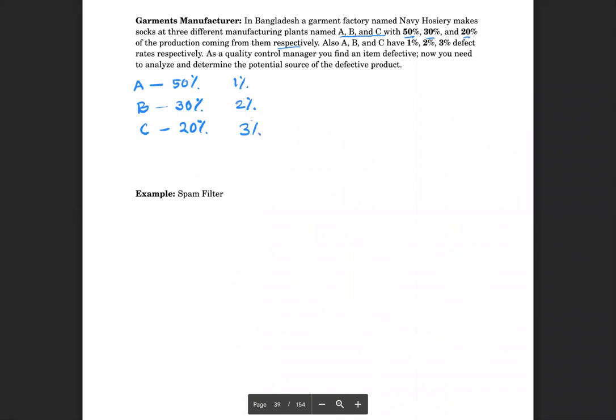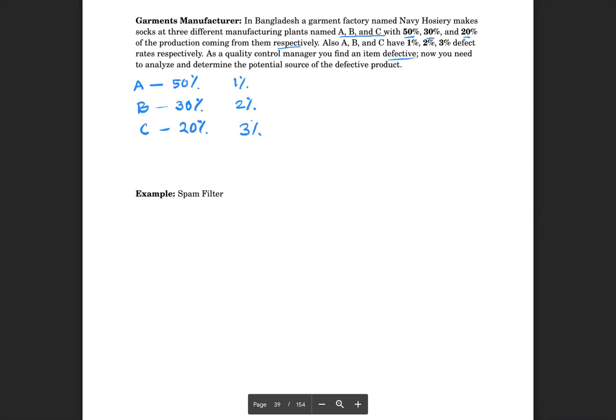As a quality control manager, you find an item defective. So you randomly select an item that is defective. Now you need to analyze and determine the potential source of the defective product. That means which plant is likely to have made this product. You find a defective product, and the question is, as a manager, which plant has potentially made this product.